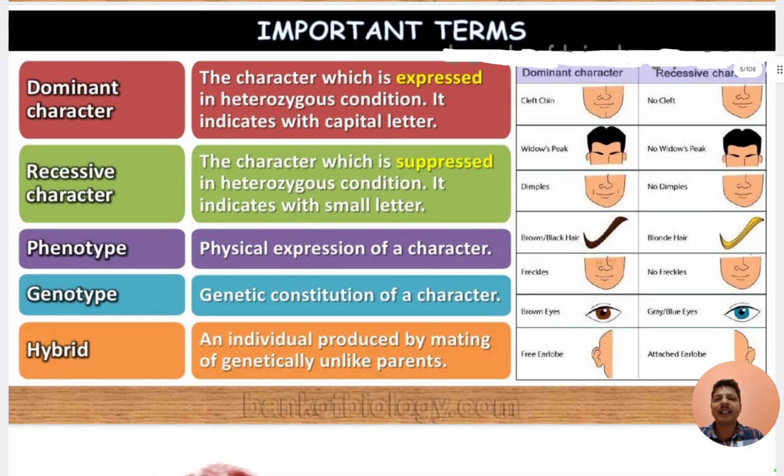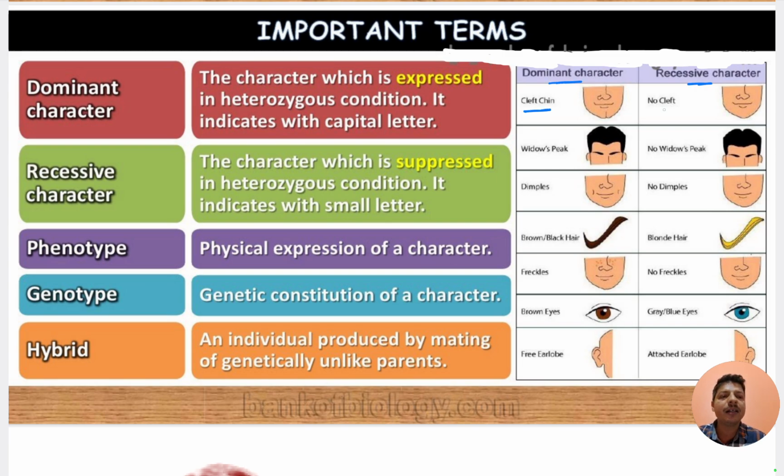Next is dominant character. Here the character which is expressed in heterozygous condition is indicated with a capital letter, that is the dominant one. Coming to recessive character, it is the character which is suppressed in heterozygous condition, and it is indicated with a small letter. Phenotype is the physical expression of a character. Genotype is the genetic constitution of a character, and an individual produced by mating of genetically unlike parents is called a hybrid.